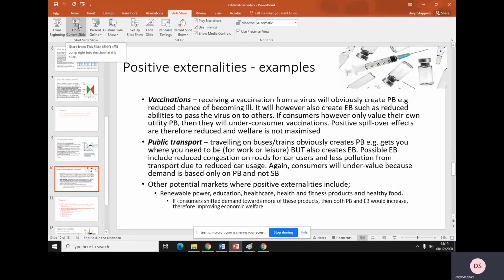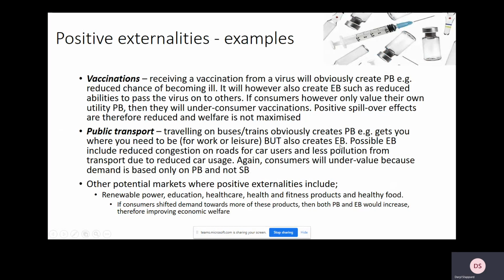Now, to give you a couple of examples of this, we could be thinking about vaccinations. When people get vaccinated against, let's say, COVID-19, it's going to benefit their own health. Well, that's a benefit for those people. But what it will also do is create a positive spillover effect. In other words, positive externalities. It's going to benefit third parties. It's going to stop you passing on that illness, that virus to other people. Well, that's therefore stopping them from becoming ill. Well, that is an external benefit. Quite often, people base consumption on what's in it for them, the private benefits rather than those full social benefits. And that could lead to people under-consuming, undervaluing these vaccinations.